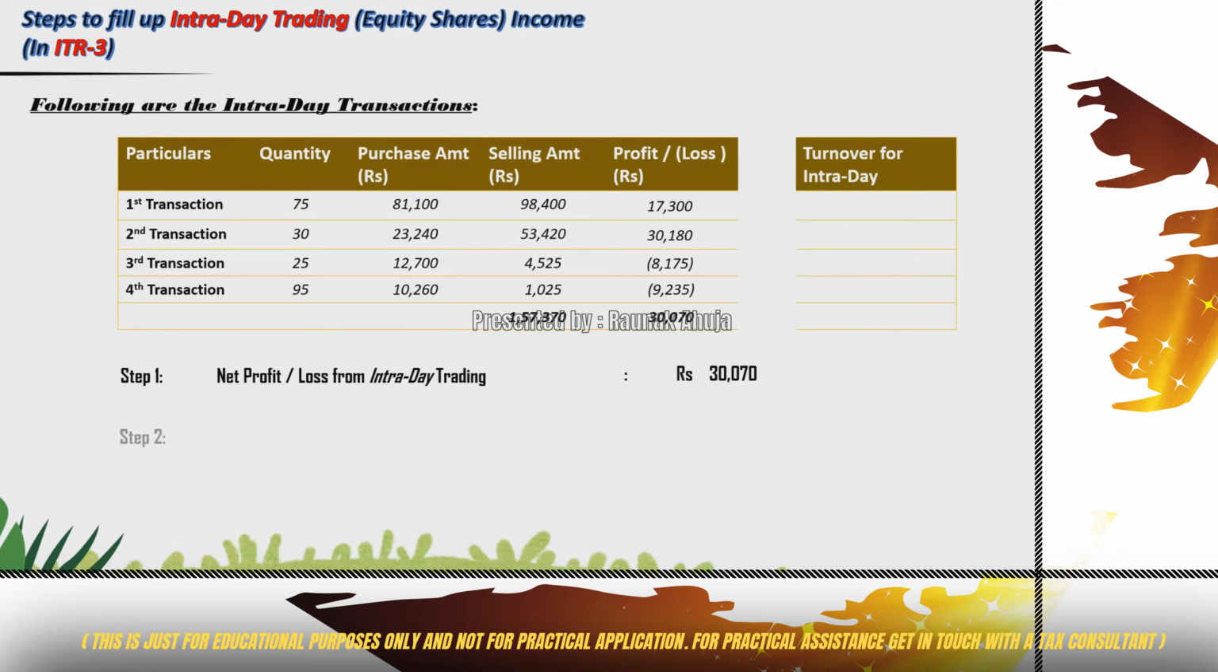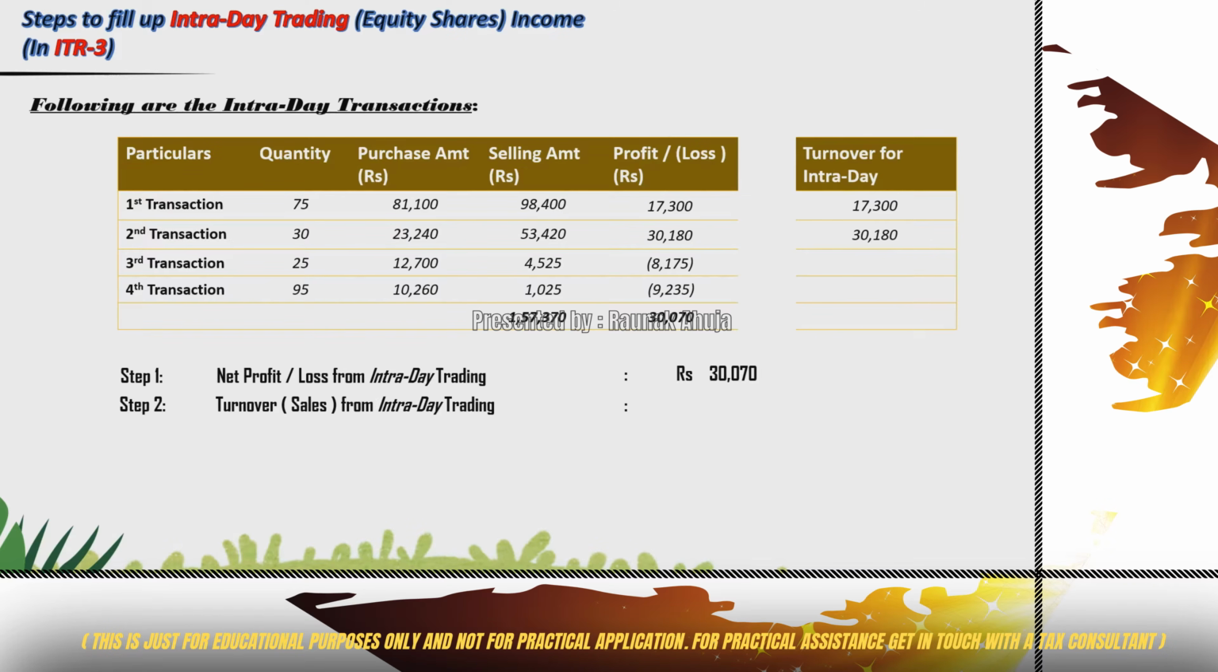Now we calculate the turnover from the intraday trading transactions. The turnover here again would be calculated for each of the individual transactions separately. And the turnover for each of the transactions would be the absolute value of the profit or loss earned in that transaction. Now let's see what this means. In the first transaction, the profit that was earned was rupees 17,300. And thus the turnover for that transaction would also be 17,300 only. Likewise, we'll be calculating the turnover for all the profitable transactions.